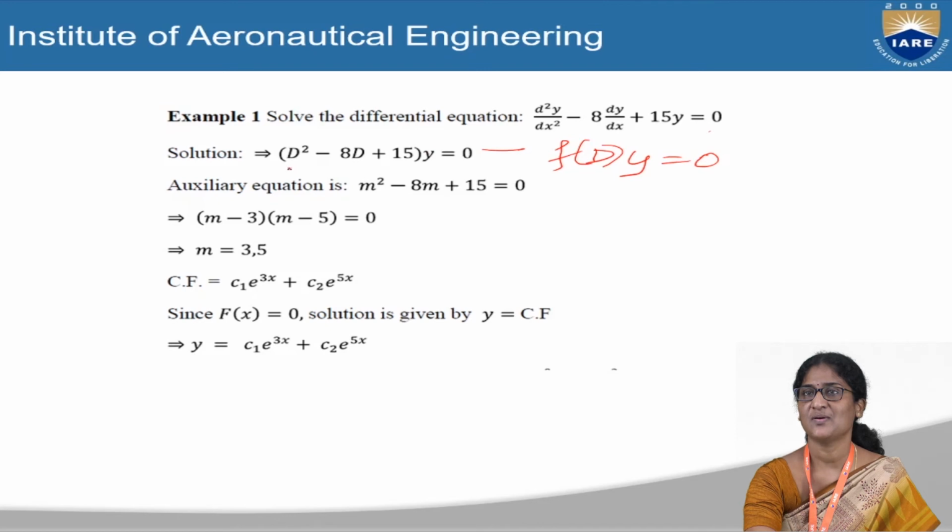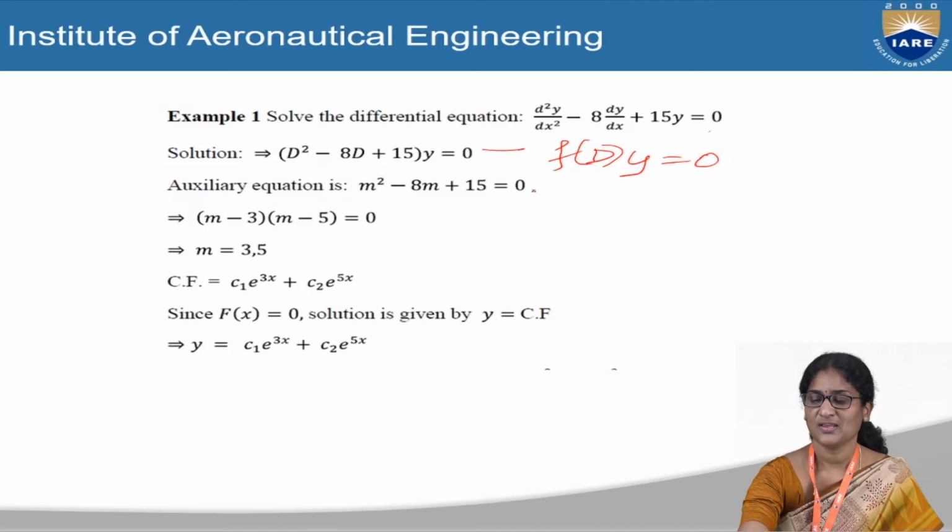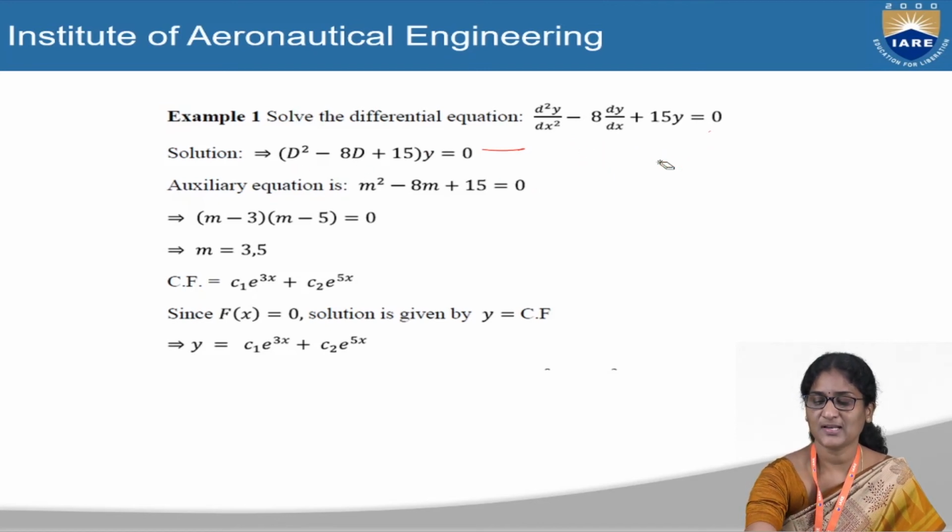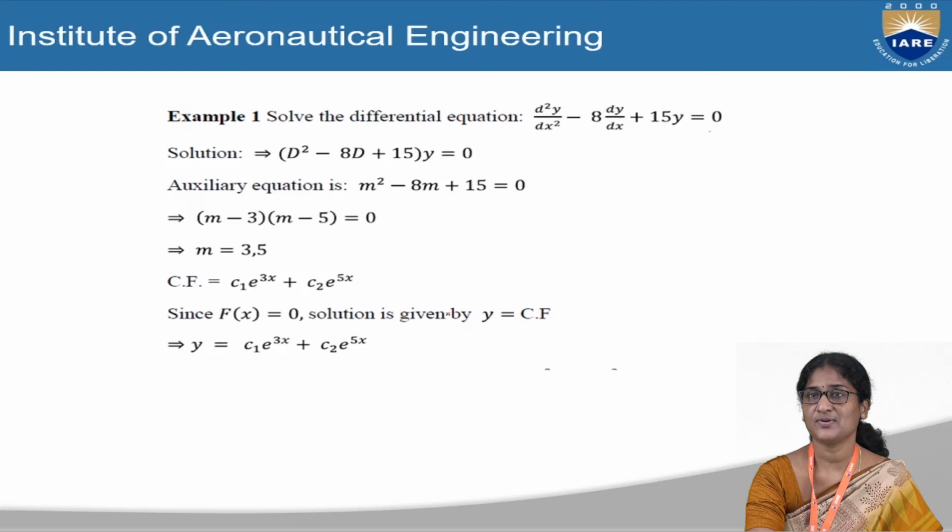So f of D into y is equal to 0. Write it in standard form. So we have D square minus 8D plus 15 into y is equal to 0. Now solve the auxiliary equation. So what is the auxiliary equation? An equation obtained by replacing capital D with m. From f of D into y, we get the auxiliary equation f of m is equal to 0.